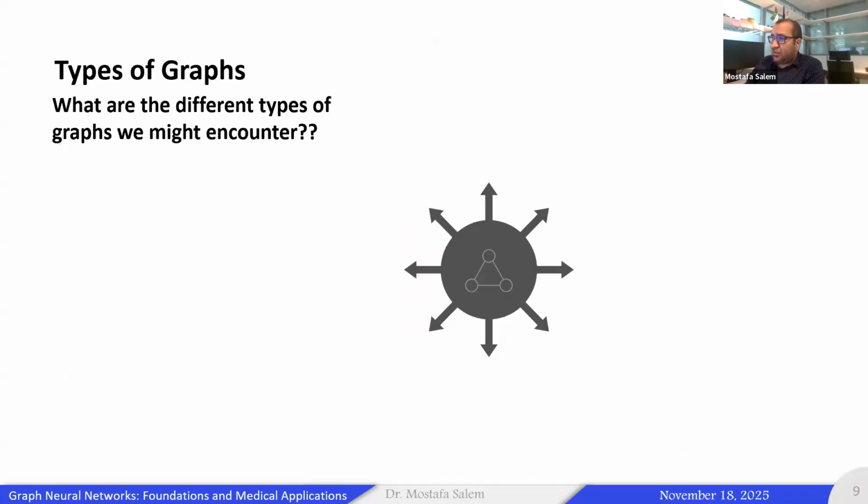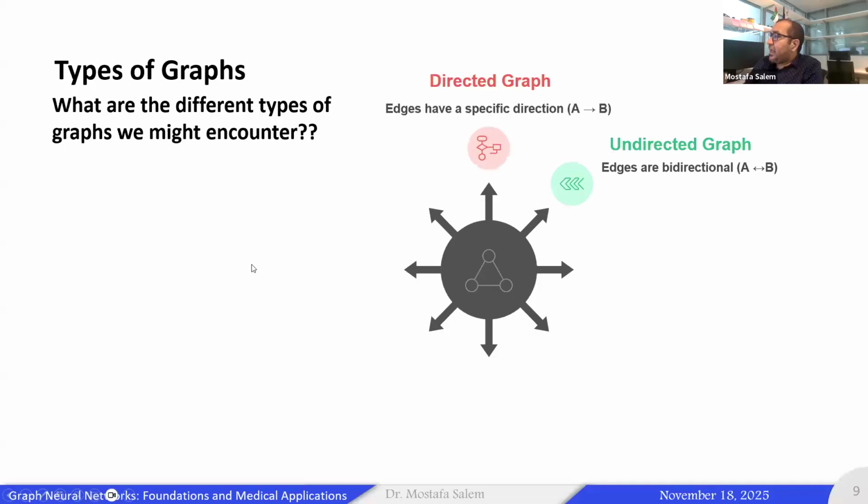So what are the types of graphs? For sure, we have different types of graphs. Let's see what these types are. We can divide graphs according to directed or undirected. In directed graphs, the edges have a specific direction from node A to node B. But for undirected graphs, edges are bidirectional, meaning if A and B are connected, they are connected bidirectionally: A is connected to B and B is connected to A at the same time.